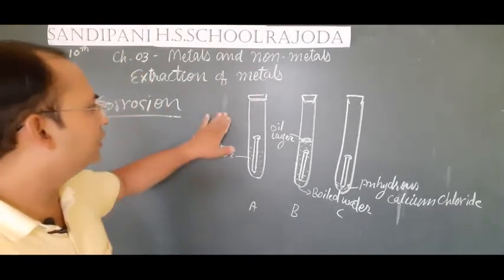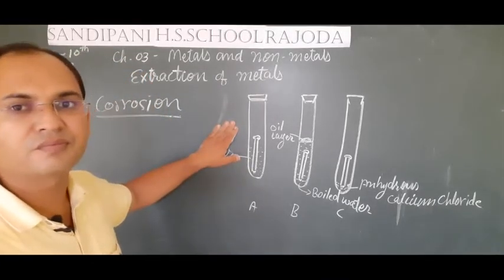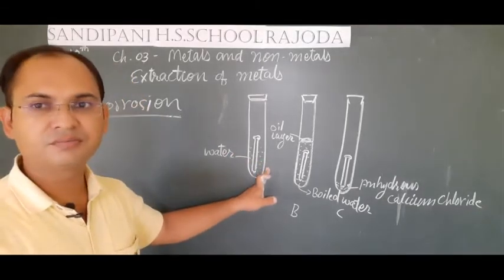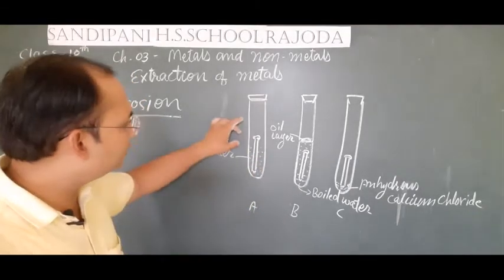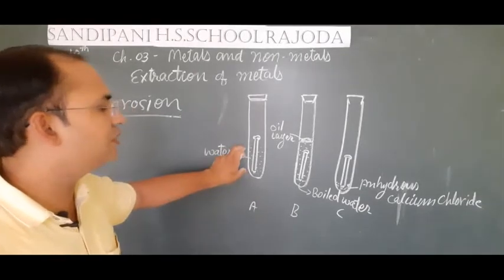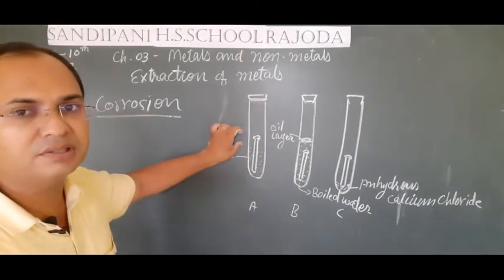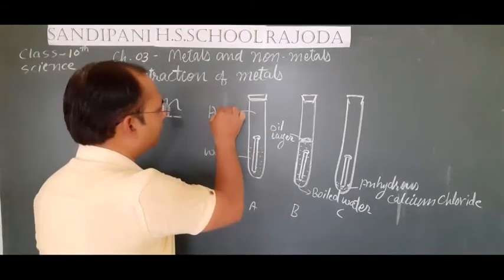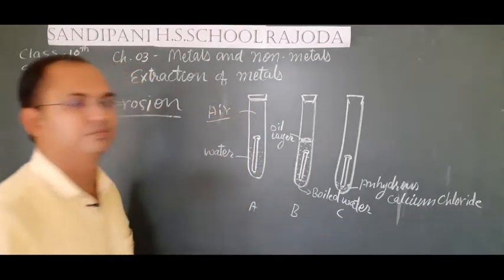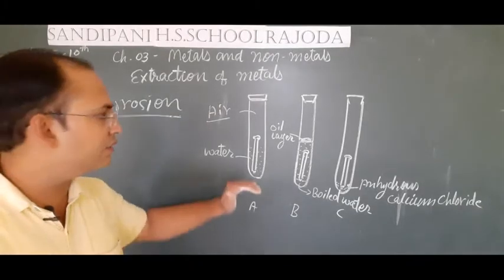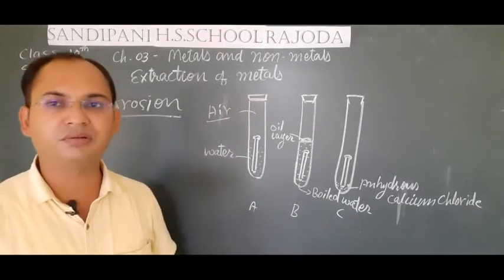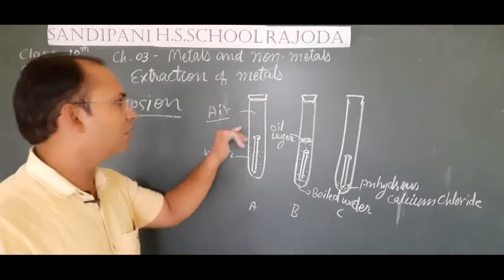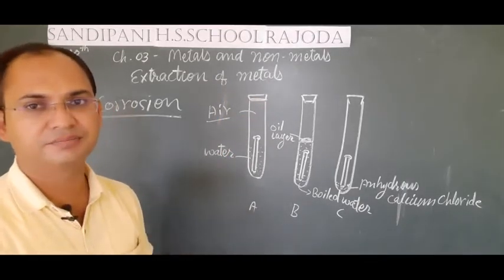Now students, in the first case, an iron nail is placed in water, but the nail is covered only half by the water and half remains exposed to air. Here there is air in the test tube. All 3 test tubes are closed with the help of a cork, so no external climatic factor can affect them.